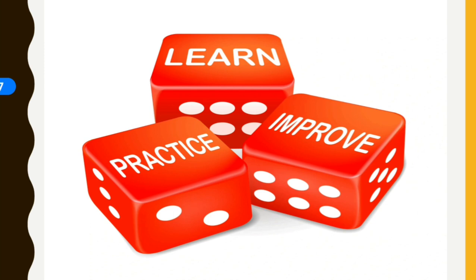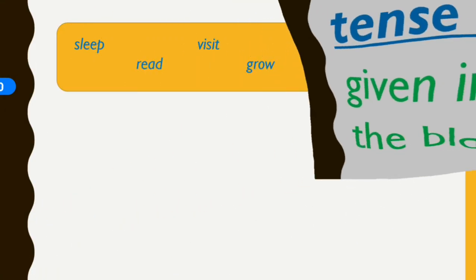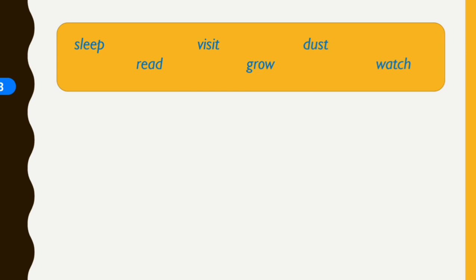Now, children, I feel you have learnt enough. Now, let's practice, because when we learn, then we need to practice. Only then can we improve. Use the simple future tense form of the verbs given in the box to fill in the blanks. Now, children, there is a box given to us wherein a few verbs are given to you, right? Sleep, read, visit, grow, dust, watch.